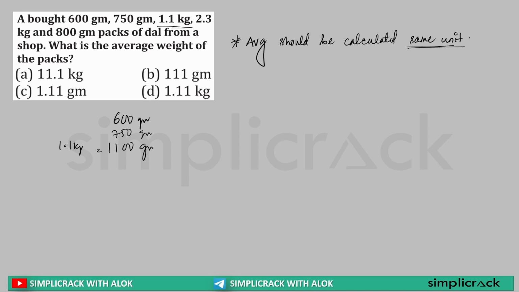Clear? Now 2.3 kg. I know 2.3 kg is 2300 gram. And 800 gram last. Yes or no? Yes. Now understand this. How many packets are there? There are 5 packets: 1, 2, 3, 4, 5.